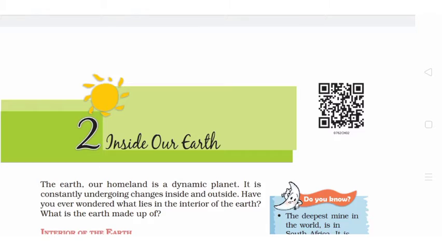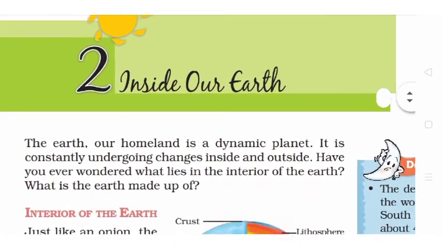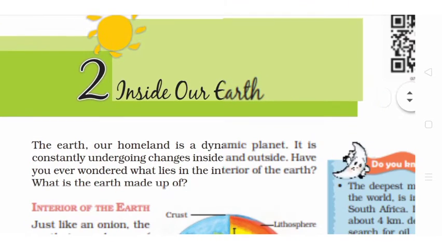So let's start. The Earth, our homeland, is a dynamic planet. Earth is our homeland and it's a dynamic planet, which means it undergoes changes. It does not stay the same at every moment. It is constantly undergoing changes, inside and outside.